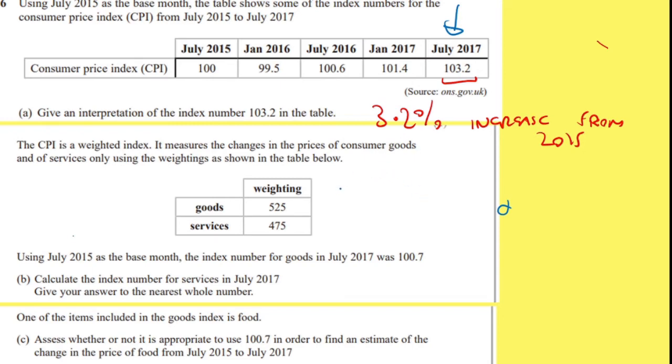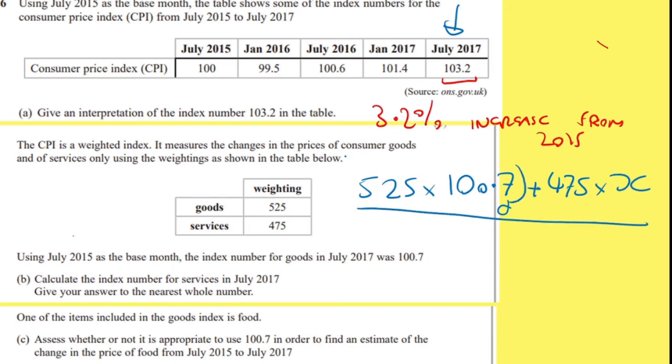Yeah. Now, your weighted average would be get your weight, which is 525, times the actual number, and for goods we got 100.7. Then we're going to do the other weighting, which is 475 times, and that's what it's asking for. So I'm going to call this X. Okay, let's put some brackets in. Not that you need it, but it just makes you understand what's going on. And that's got to be over the total weighting, which is 525 plus 475. Okay, and all of this is going to equal 103.2, because that's my actual weighted average at the top there.